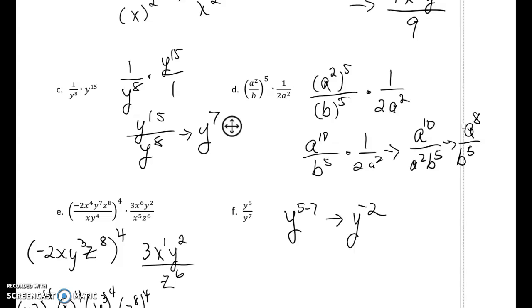Take a look at my work here for D. I'm going to distribute that 5 through as an exponent, and use the power to a power rule to simplify that. Here, I'm multiplying fractions. And then I'm going to apply the quotient rule one more time to get my final answer.